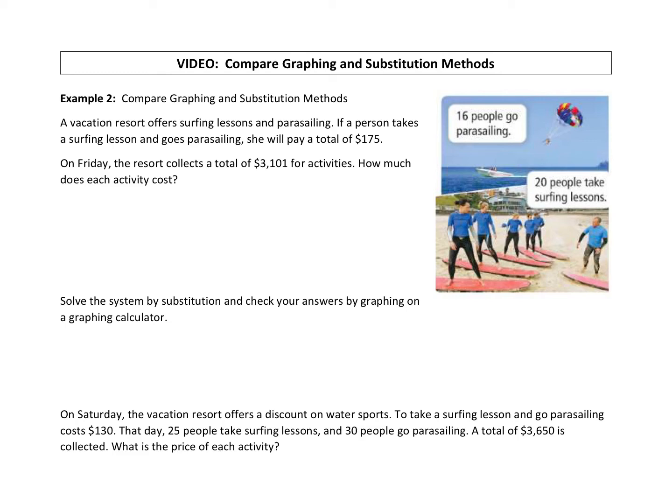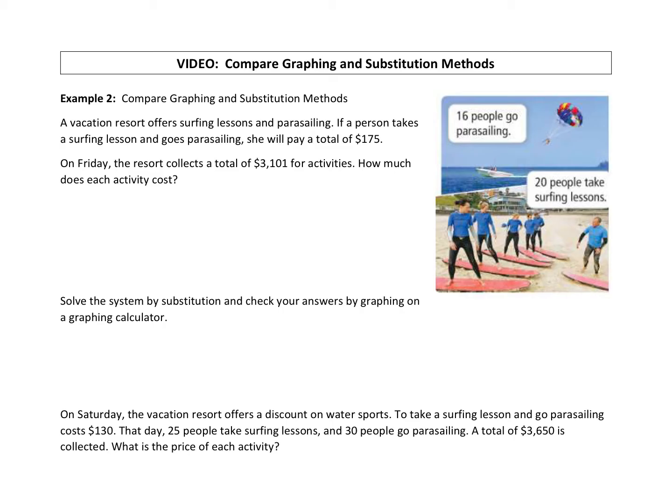All right, let's take a look at a real life example because these are our favorite. A vacation resort offers surfing lessons and parasailing. If a person takes a surfing lesson and goes parasailing, she will pay a total of $175. On Friday, the resort collects a total of $3,101 for activities. How much does each activity cost?